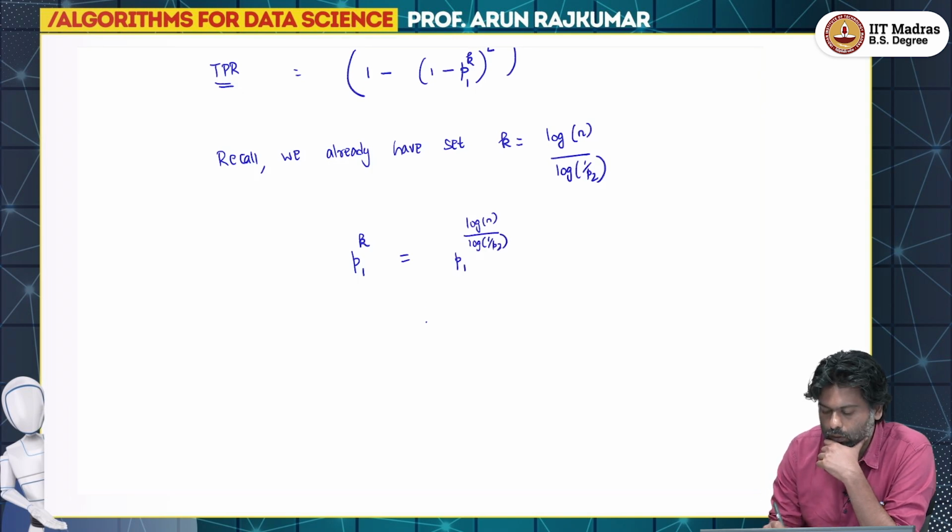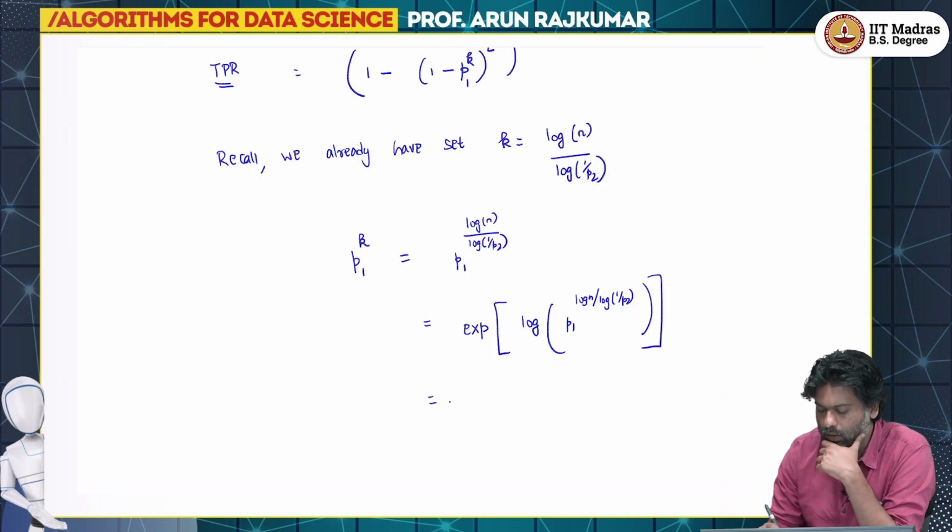Yeah. So which is just written differently. I'm going to write this as e power log of P1 power log n by log 1 by P2. That's just to simplify the expression. We'll see how it simplifies, because this is log of P1 power something. So I can write this as e power, I'll bring the power down. So this is log n by log 1 by P2 into log P1.